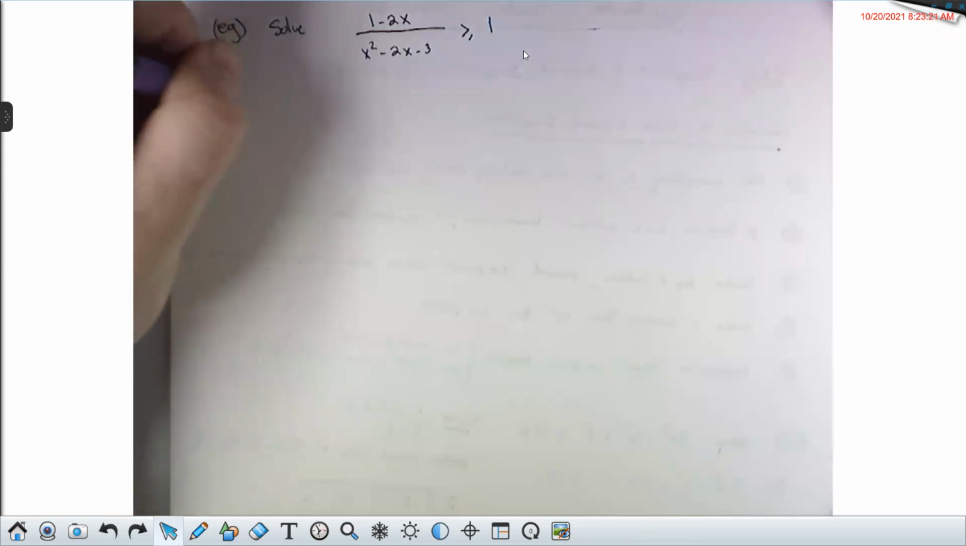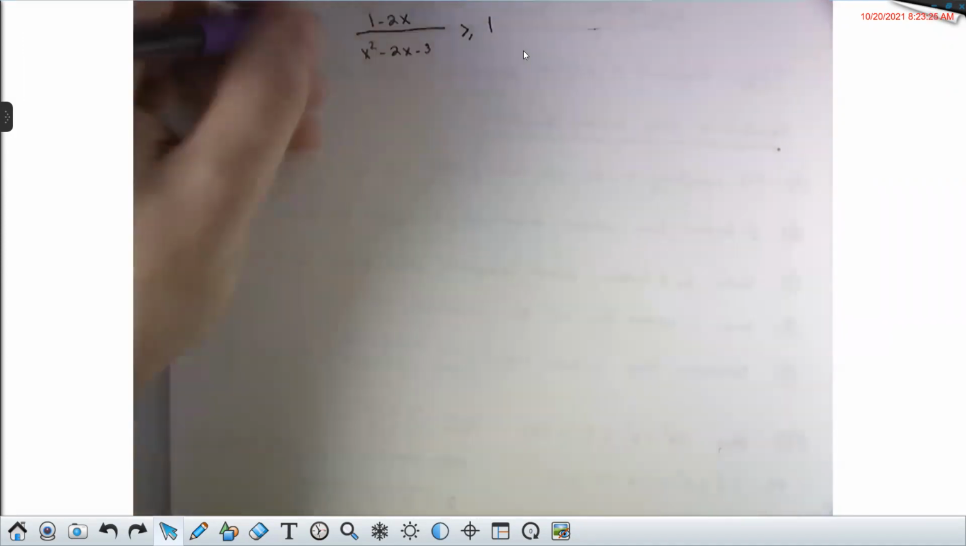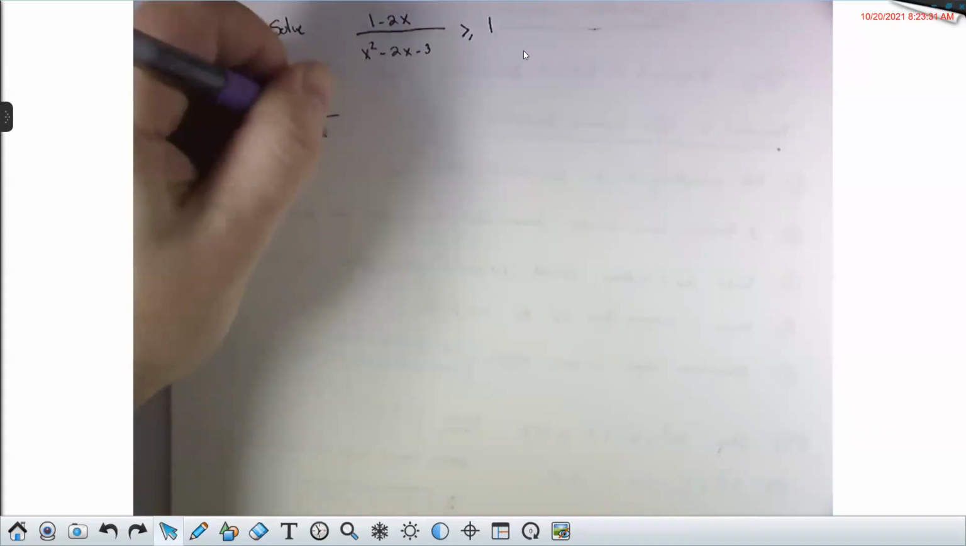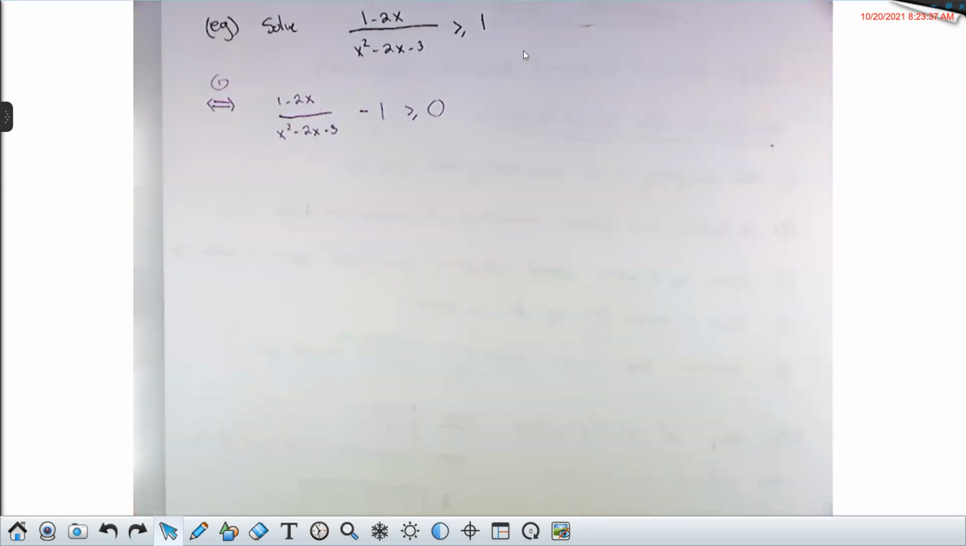So my first step is to subtract this one over. So I'll have 1 minus 2x over x squared minus 2x minus 3, minus 1 is greater than or equal to 0. The trick to not messing up this algebra is to not try to do too much at once. Just do one thing at a time. So we subtracted the 1 over. What do we do now?